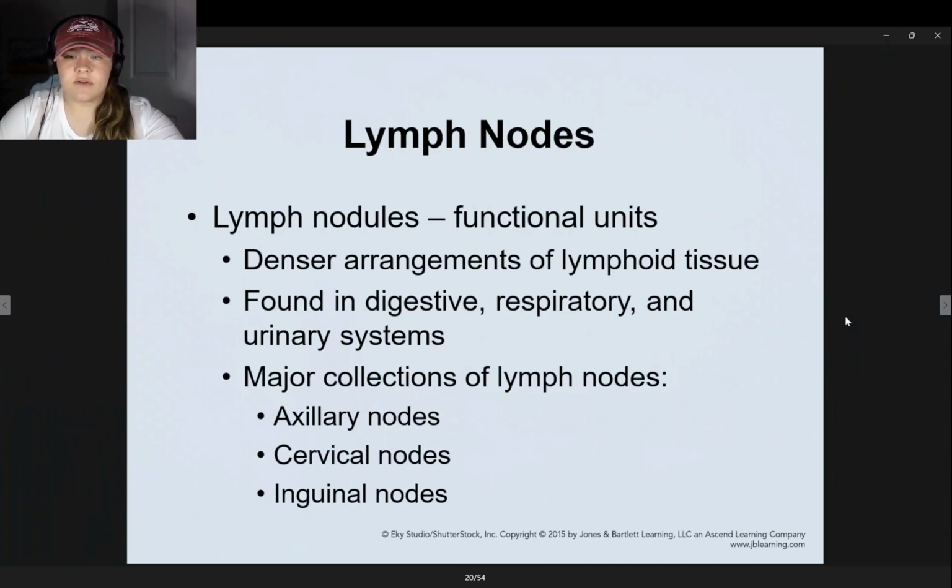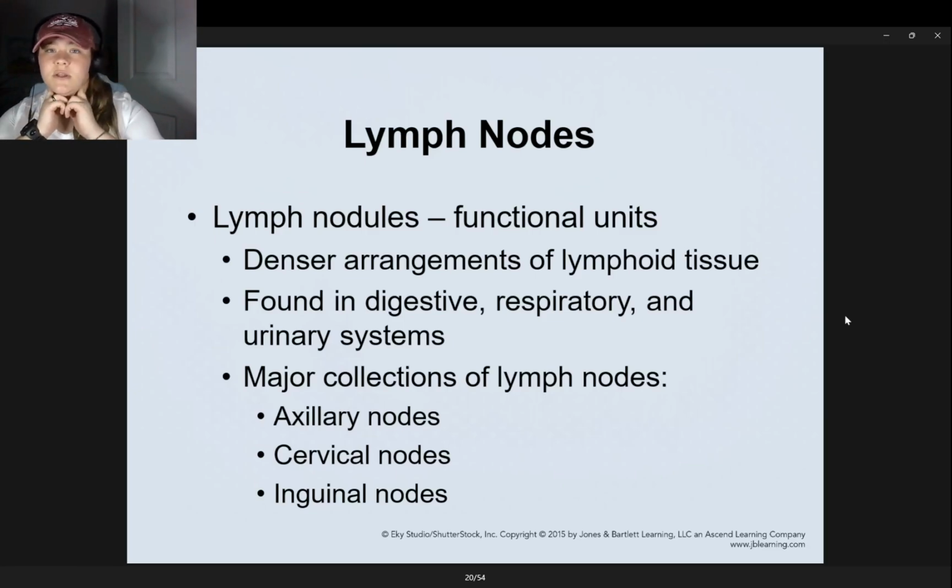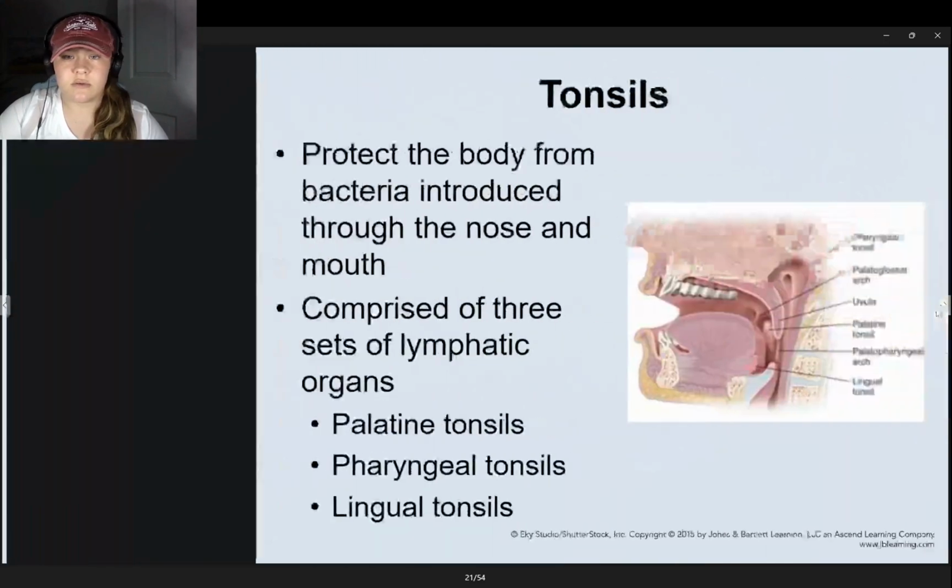Lymph nodules are functional units, dense arrangements of lymphoid tissue. They're found in the digestive, respiratory, and urinary systems. Some major collections of these would be the axillary, cervical, and inguinal. Inguinal would be the groin. Axillary would be the armpits, which is why when you're sick, you also get swelling in the armpits. And cervical would be your neck, which is what doctors or your clinician tend to check.